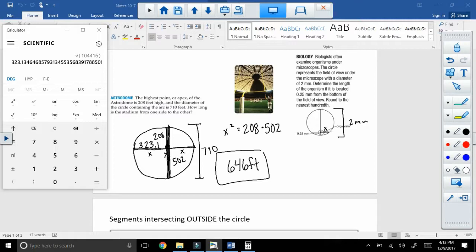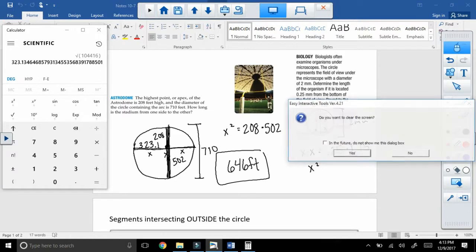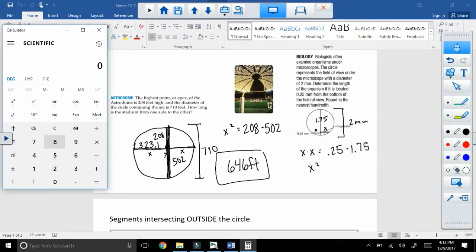So this portion of this chord is going to be 1.75. Both of those are going to be the same. So I have x times x equals 0.25 times 1.75. When I set this up, I get x squared. Let's go over here. 0.25 times 1.75, and then I'm going to take the square root of that. That is going to be about 0.66, and that'll be millimeters.